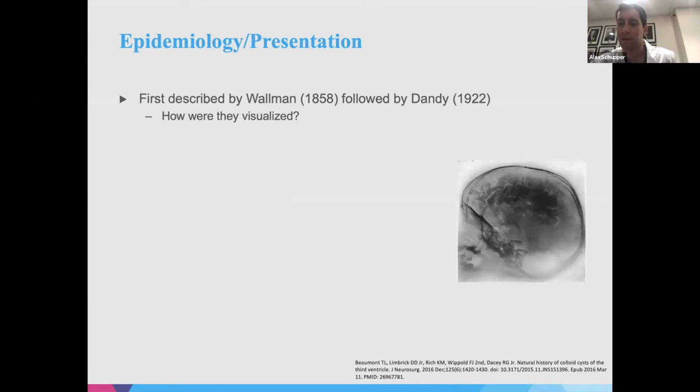I'm not sure if anyone knows what this is. This might be a tough one. Actually, I'm not so familiar with this imaging. The Newman cephalogram? Nice, awesome. So this is a Newman cephalogram.